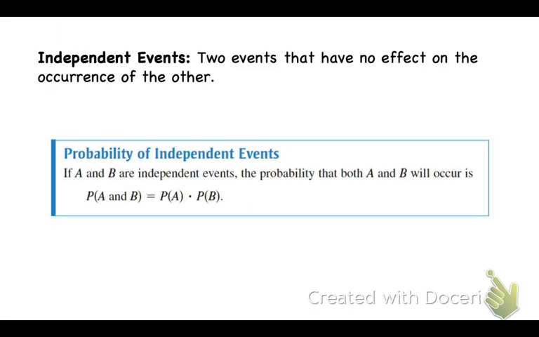Okay. Independent events. Two events that have no effect on the occurrence of the other are independent events. Mutually exclusive may, but independent have nothing to do with the other one. They don't change anything. So can anybody give me a probability? Okay. Me coming to school and Bladen coming to school, does that have any effect on each other? No. No effect.